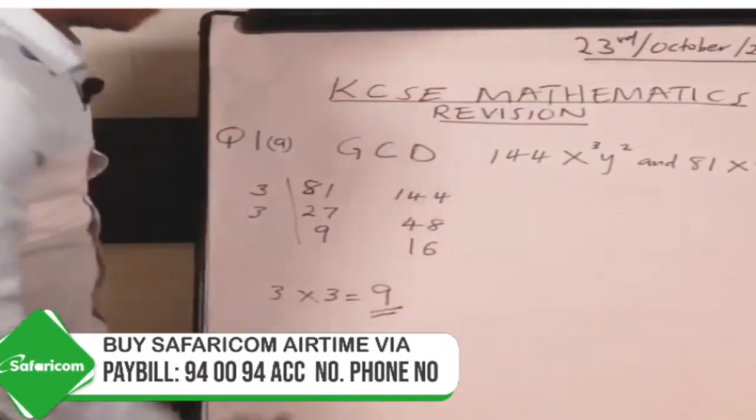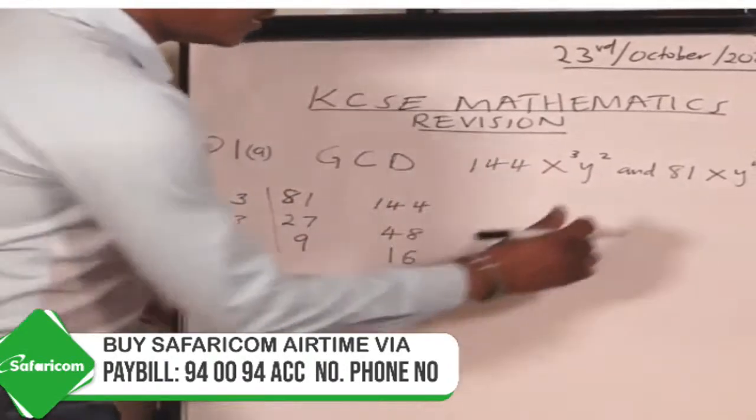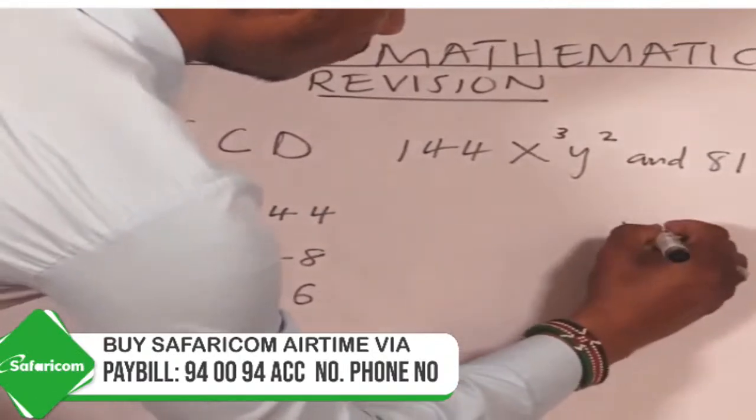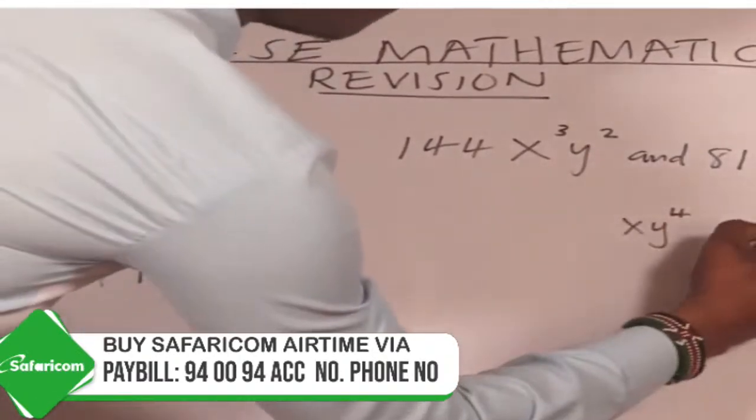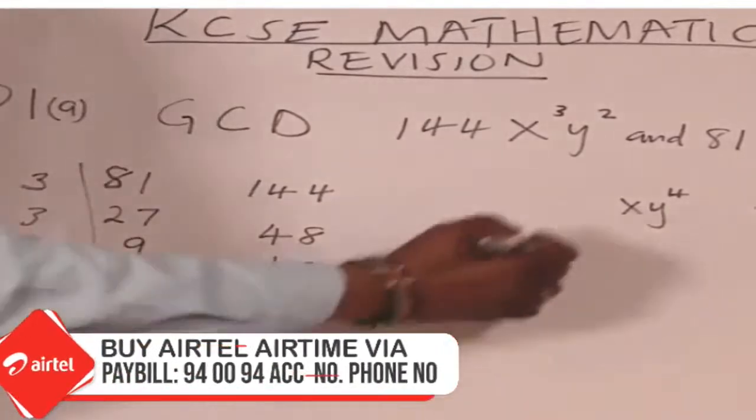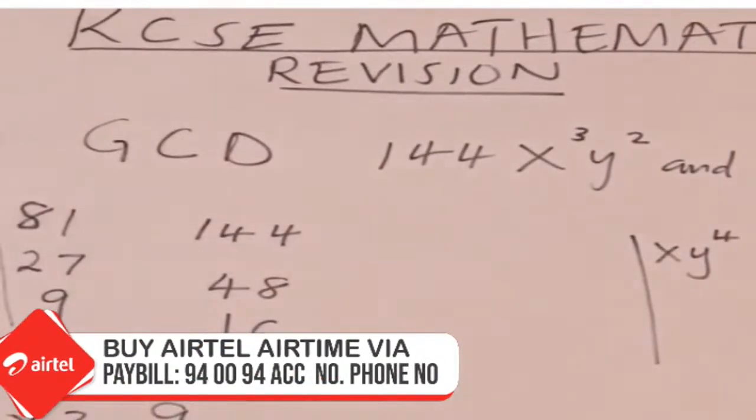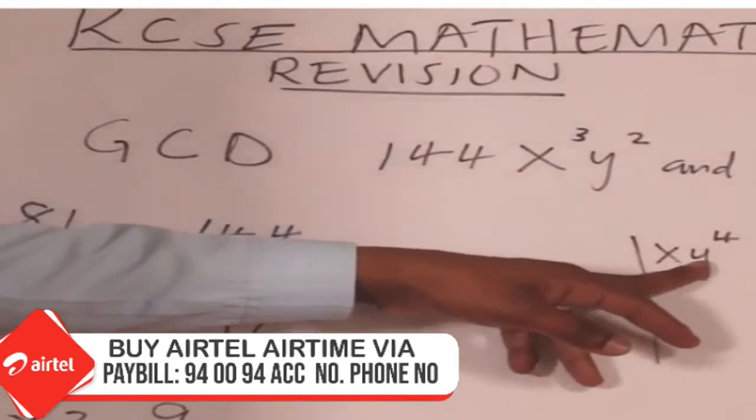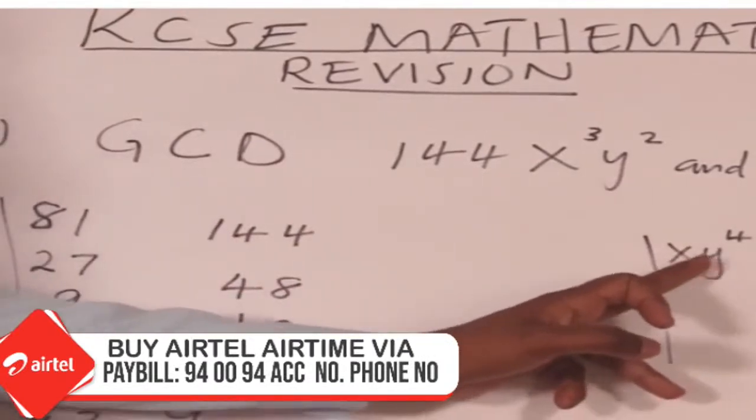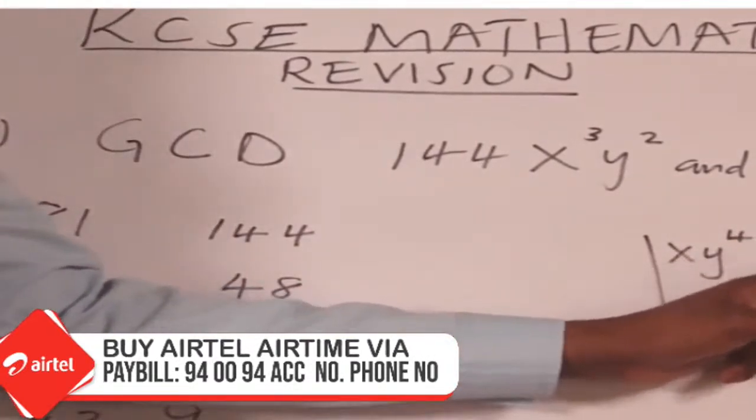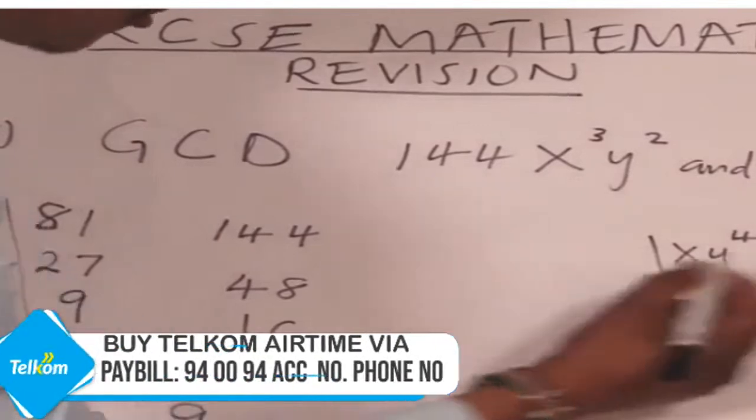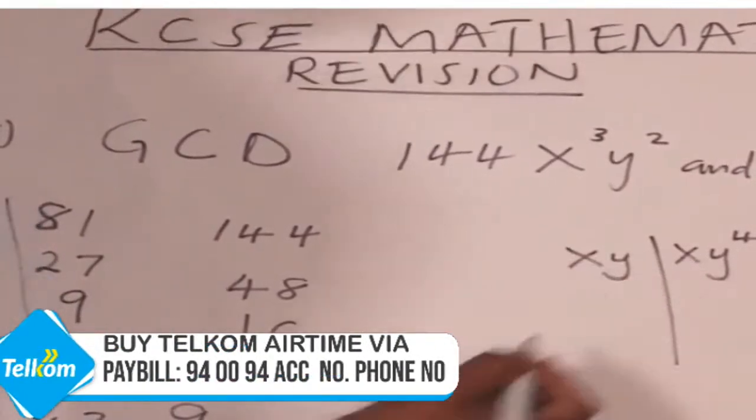That's done there. Then remember, we have x cubed y squared and x y raised to power 4. These are letters. We have x and y, and we have x and y. So we want to look for a letter that can go into both x y raised to power 4 and x cubed y squared without a remainder. Because x y is common to both, our first letters are x and y.